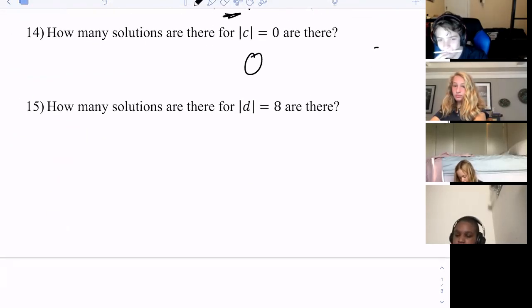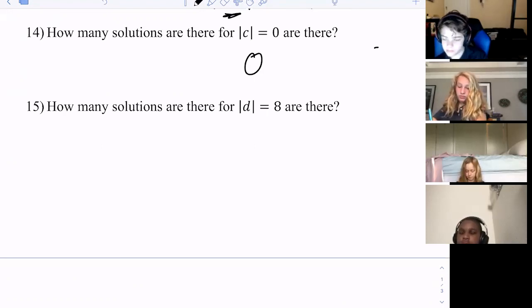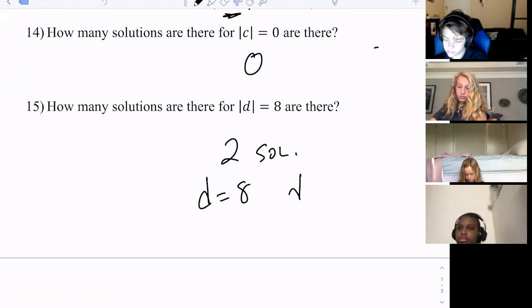All right, now number 15. Miliana, what do you think? How many solutions are there for the absolute value of D is equal to 8? There are 2 solutions. Thank you very much. All right, 2 solutions, and it could be D could equal 8, or D could equal negative 8.